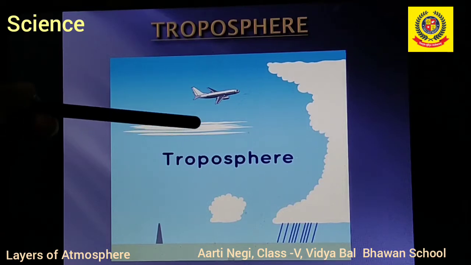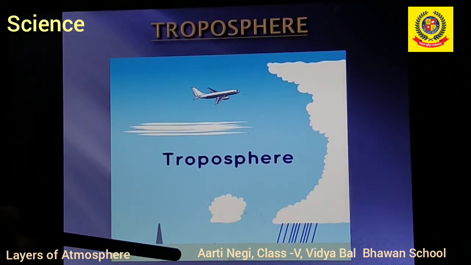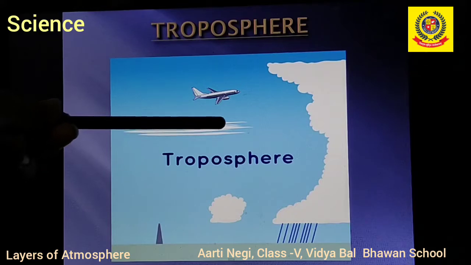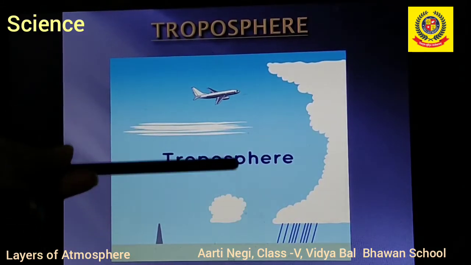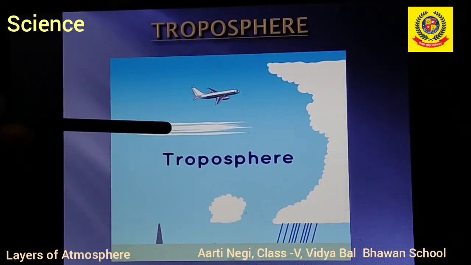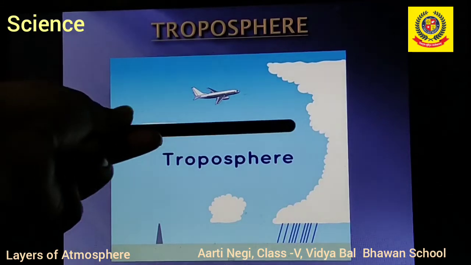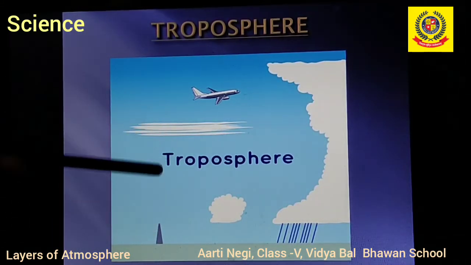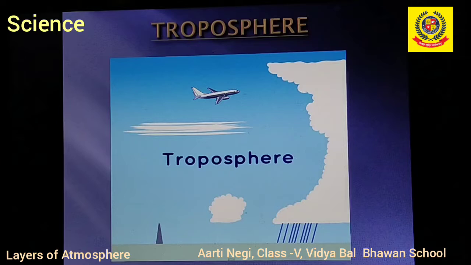This layer is called troposphere, the layer that you can see just above the surface of the ground, from the surface up to these three white lines. It is also called the lowermost layer of the atmosphere, in which we, the human beings, survive, and 80% of all the gases are present in this layer.